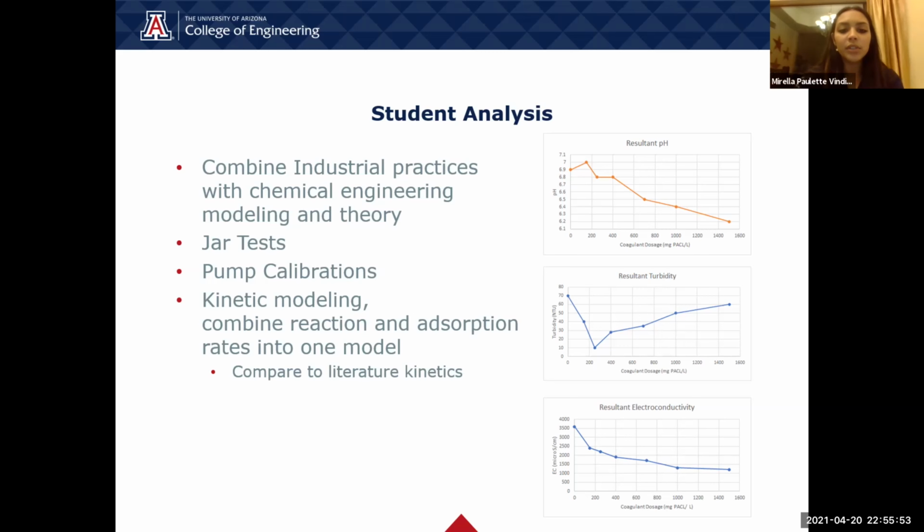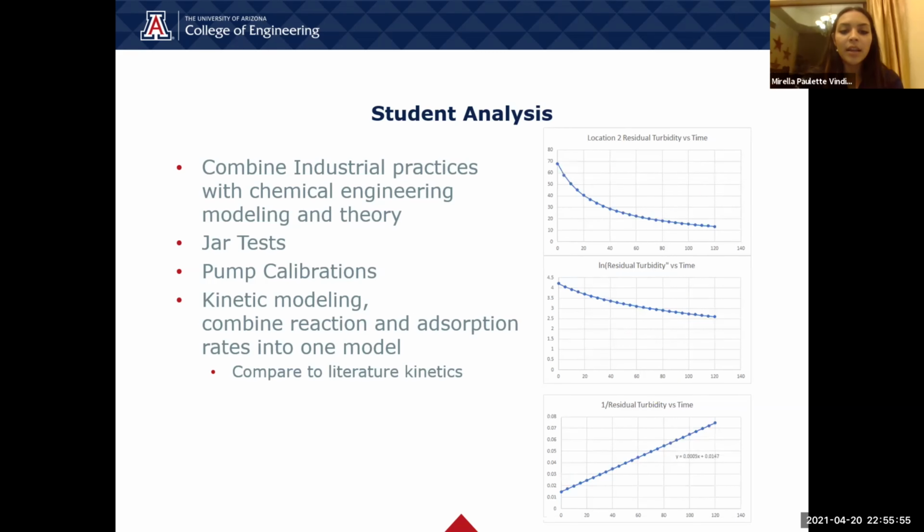In week 2, students will run the entire treatment plant and study the turbidity versus time data collected by the inline meters. They will also be asked to create a model for turbidity removal using techniques demonstrated by the graphs at the right, and compare this to the kinetics of polyaluminum chloride reaction with water proposed in literature.